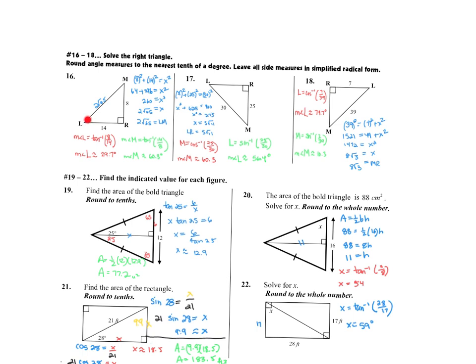So if I'm here at L, then what I have is my opposite is 8 and my adjacent is 14, and so I know that that's going to be a tangent. So I'm going to say that the measure of angle L is equal to the inverse tangent of 8 divided by 14. And that goes into our calculator, and that's our answer there.